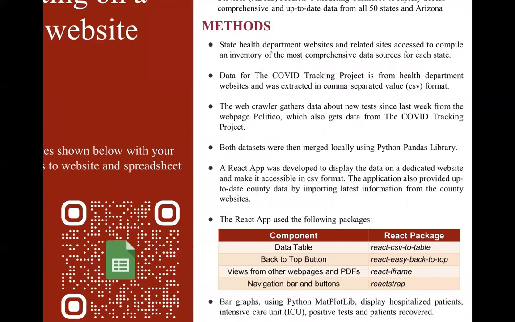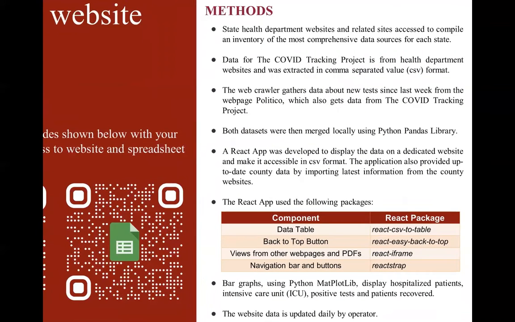We started by gathering data from all of the state health department websites and other related sites in order to compile a list of comprehensive data sources. We noticed the COVID tracking project was a main source for many websites, and after cross-referencing with the state health department data, it proved to be accurate and reliable.